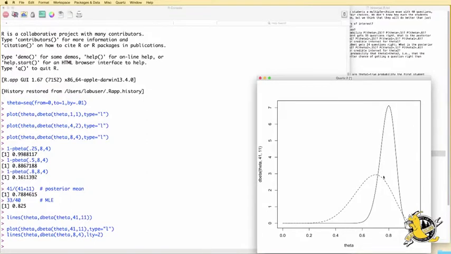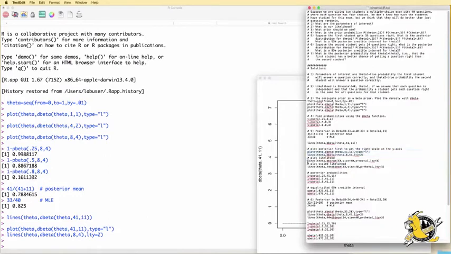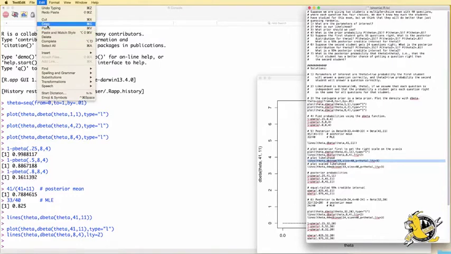So here the dashed line shows the prior, and the solid line shows the posterior. As we get more information, the distribution gets more concentrated. We'd also add the likelihood to this. LTY 3 will be a dotted line. We'll add a dotted line for the likelihood.